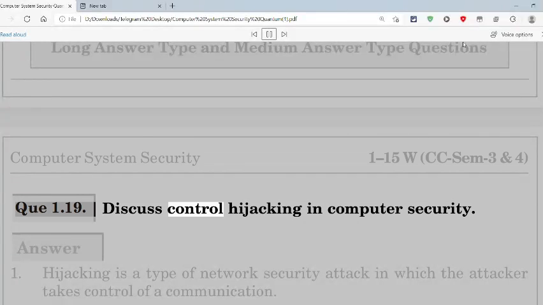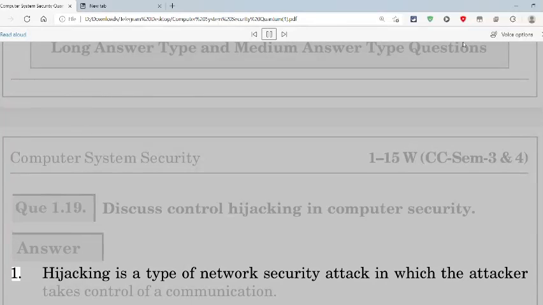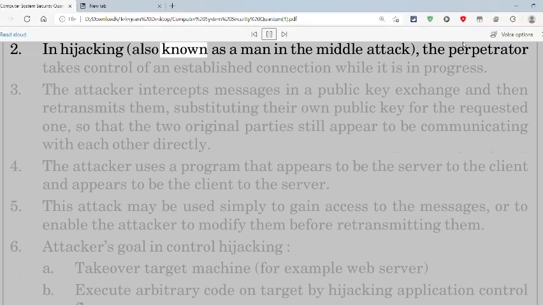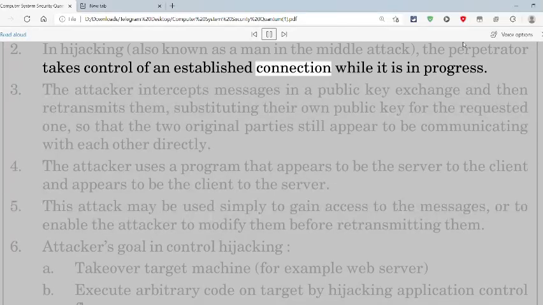K1.19. Discuss control hijacking in computer security. Answer. 1. Hijacking is a type of network security attack in which the attacker takes control of a communication. 2. In hijacking, also known as a man-in-the-middle attack, the perpetrator takes control of an established connection while it is in progress. 3.